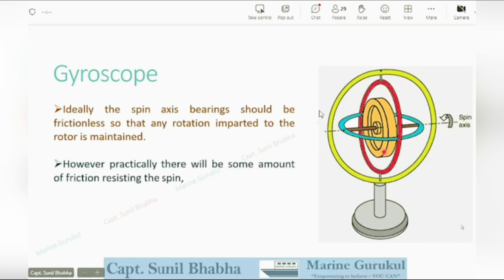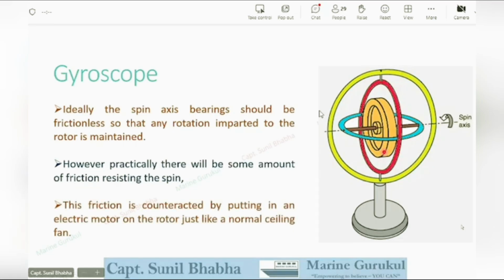However, practically, whenever you impart any motion to the rotor, there will be some amount of friction. Doesn't matter how well lubricated these ball bearings are, there is going to be a small amount of friction. So to counter that, what is done is we put an electric motor on the rotor just like a normal ceiling fan, and this electric motor maintains a constant RPM on the rotor. So rotor spins with a constant RPM, making this arrangement a free gyroscope.